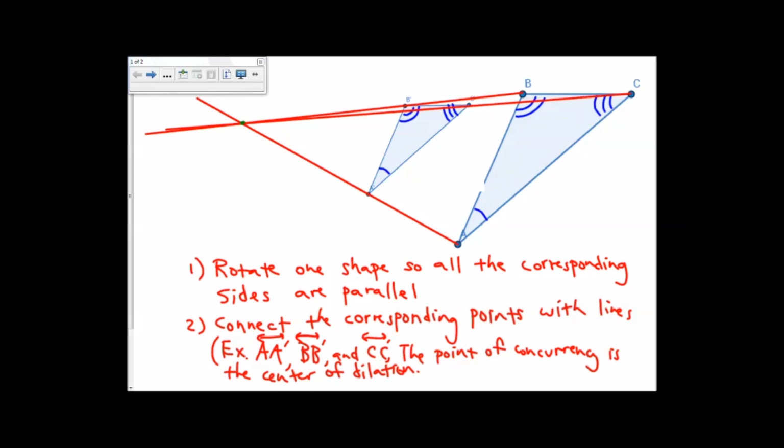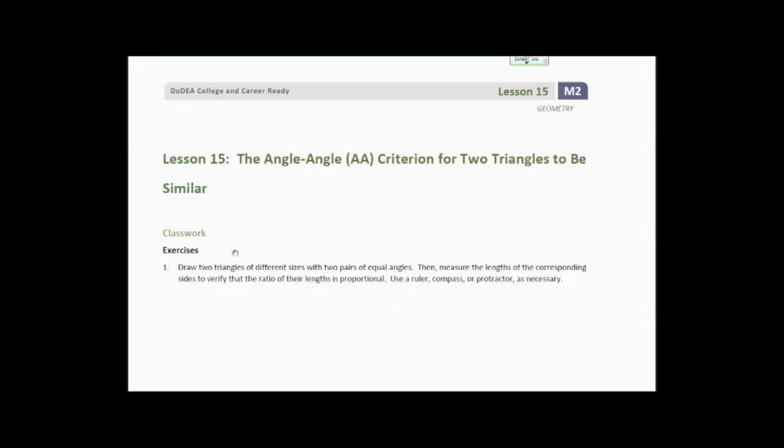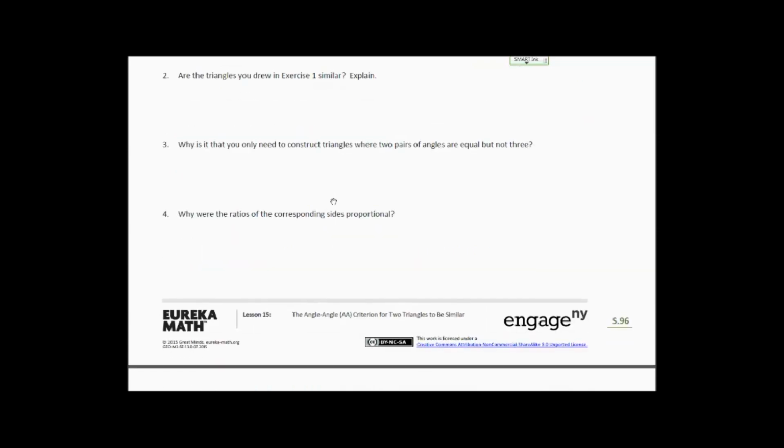Now let's go back to the student materials on page 96. A really important question is asked in number 3: why is it that you only need to construct triangles where 2 pairs of angles are equal and not 3? So far in this video, I've talked about 3 angles of one triangle and 3 angles of the other, but the truth is you only need 2. The reason is that the third angle is always going to be 180 degrees minus the measure of those 2.